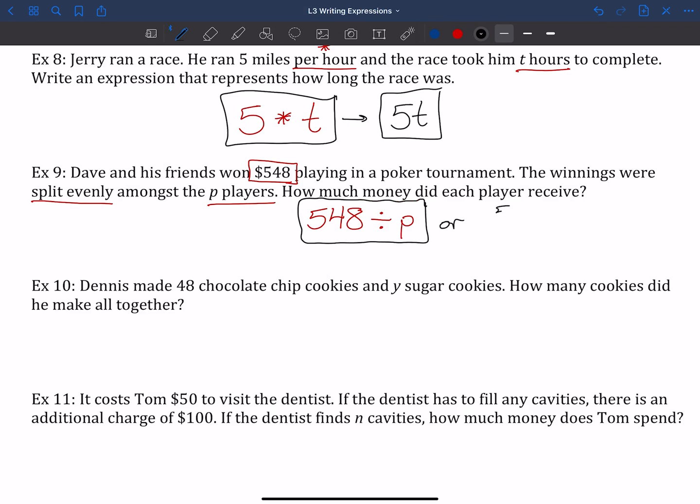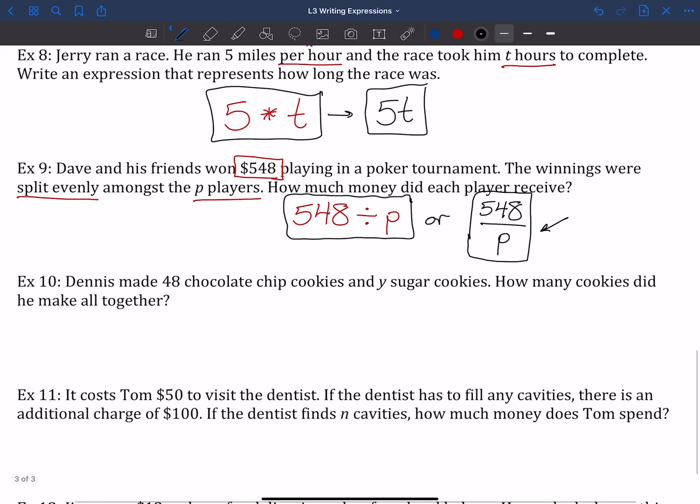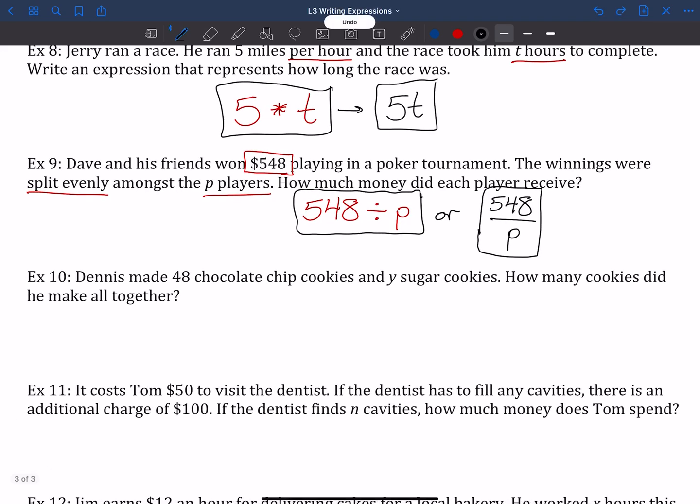Or, again, we talked about how division and fractions are just the same thing. 548 over P, that way, would also be perfectly fine. In fact, a lot of the time in the future, you're probably going to see it this way, the fraction way, more often than you are with the little division sign. Right? So be prepared to see either one.